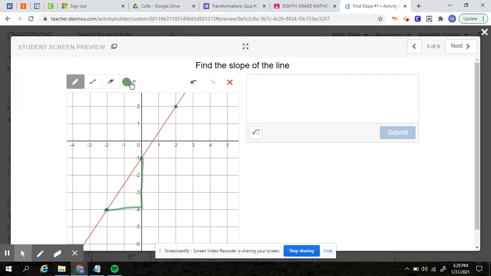And I'm going to count my rise and my run. So my rise, how much it's going up and down, is 3 boxes. My run, which is how much it's going sideways, is 2 boxes. So we already said it's positive, so m is going to equal 3/2. Once again, there's no way to simplify that. So your slope is 3/2.